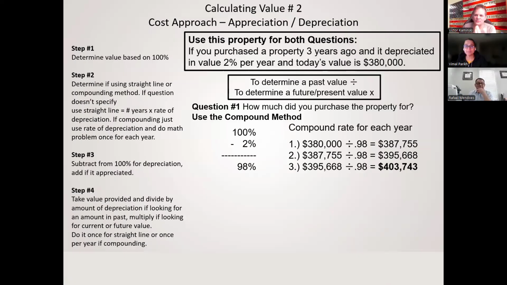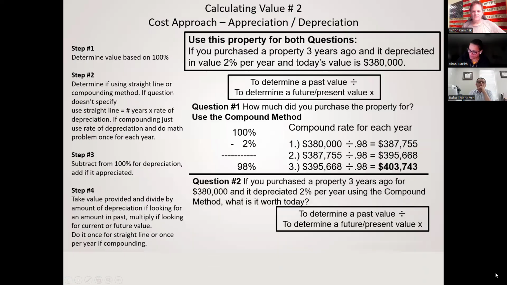That's why I want you guys to remember the steps on how to do this, and I'm not focusing more on the numbers of the math. Math is easy, especially when you've got a calculator you can use. It's just a matter of remembering the formulas and how to figure it out. For past value, we have to divide. For current value, we have to multiply. Correct. So if you purchased the property 3 years ago for 380,000 and it depreciated 2% per year using the compound method, what is it worth today?